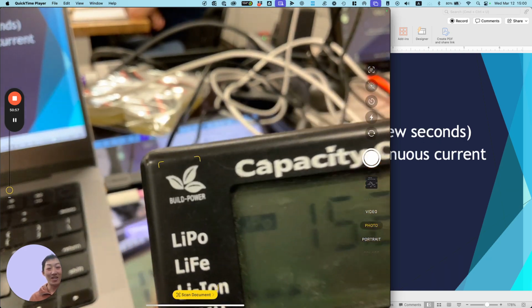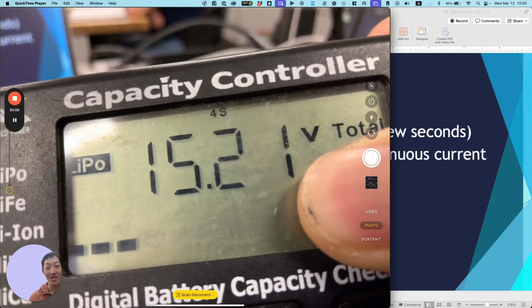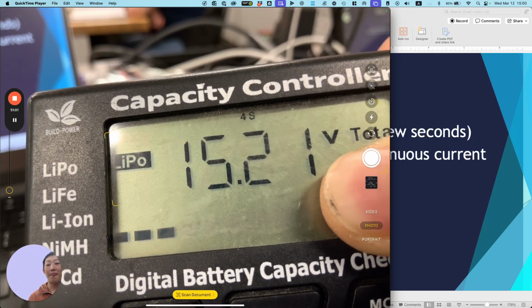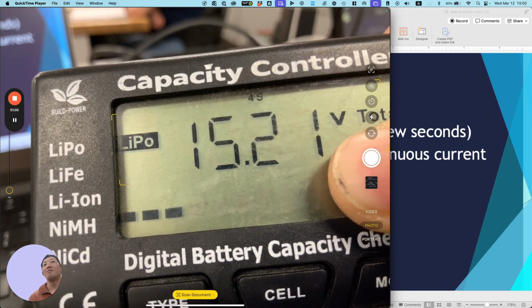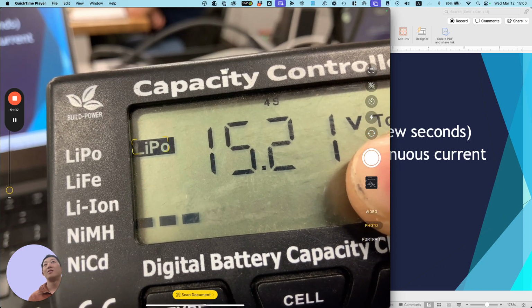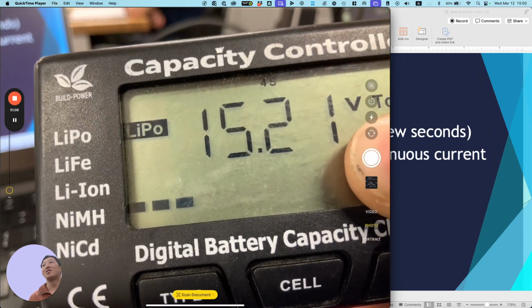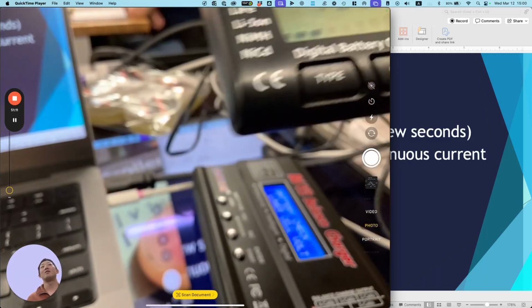It's a 4S. You see that? It notices it's a 4S. All right, what do we got here? 3.8. 3.8, which is what? What is that, percentage-wise, ish? 60%. Which is storage, which kind of makes sense, right?